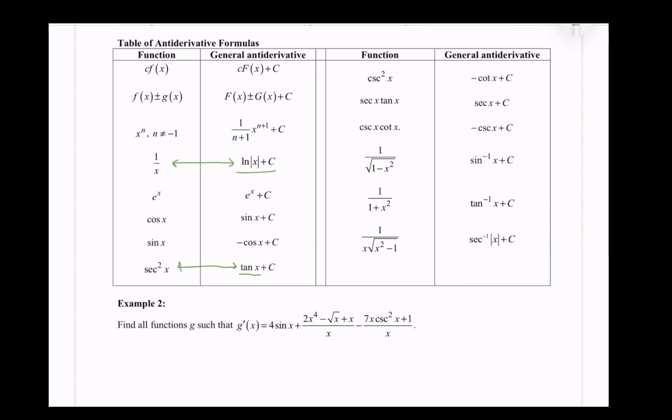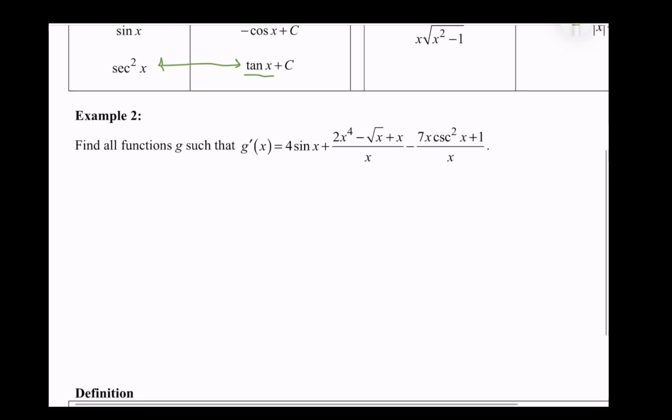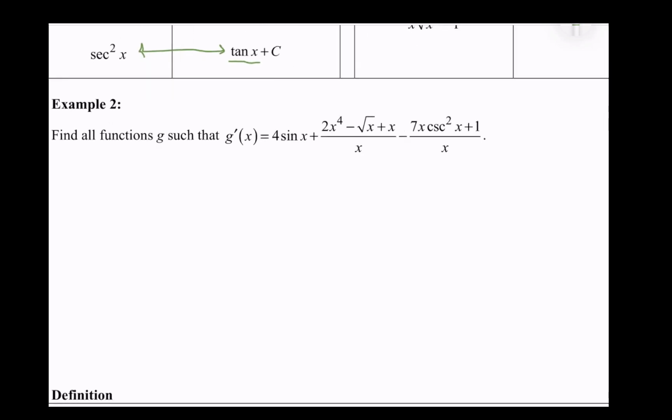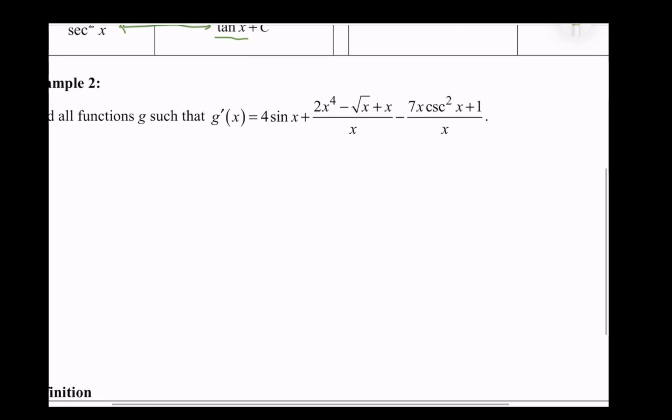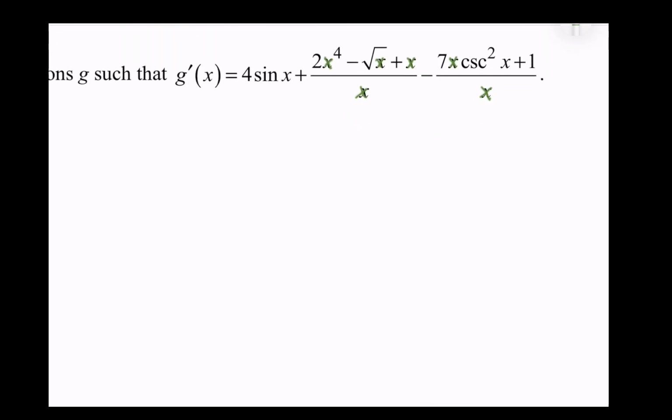Okay, so in example 2, this is an intense example. It's obviously a lot more challenging than the examples we were just doing, but it's also trying to intimidate you. So I can see that there's some simplification I can be doing. Like I have x as the denominator in both these fractions, and I'm seeing a lot of x's in the numerators that I can simplify. So we've got to do a little work before we take the antiderivative, but it will make all of our antiderivatives a lot easier.